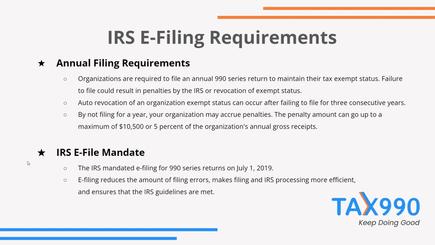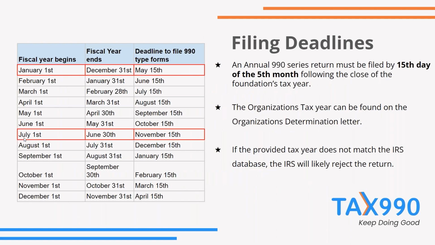E-filing reduces the number of filing errors and helps ensure the IRS guidelines are met, meaning calculations are more accurate and the information provided matches the information in the IRS database. It makes filing and IRS processing more efficient and provides a quicker turnaround time on updated form status for 990 series returns.